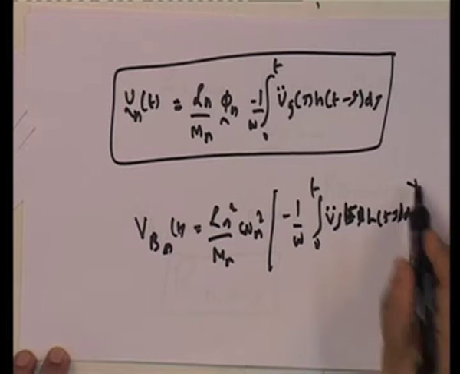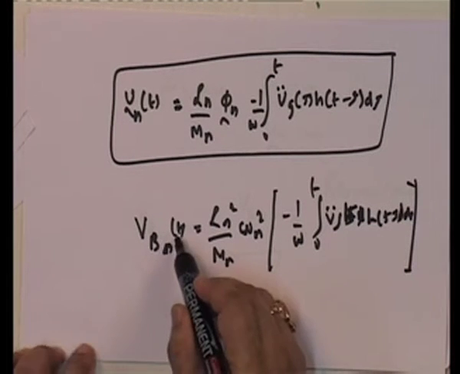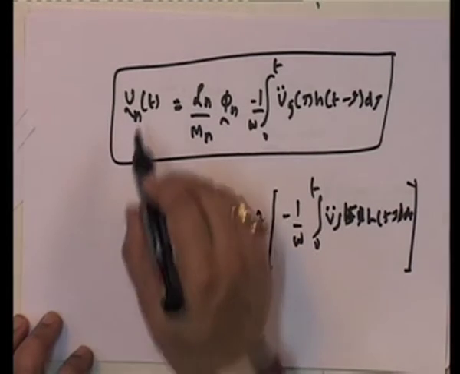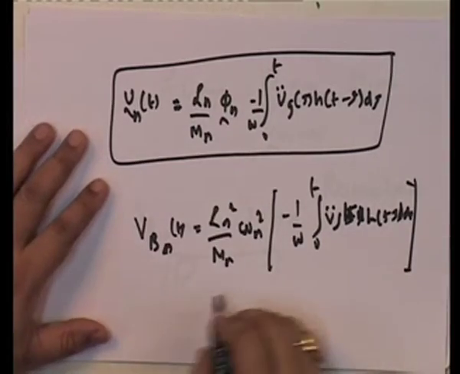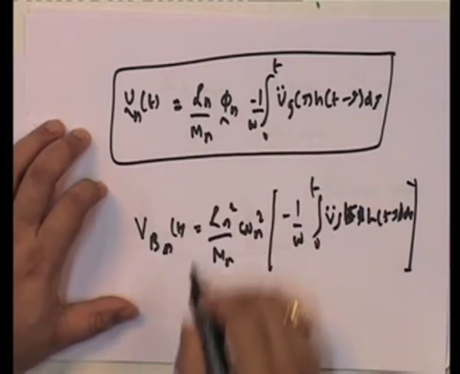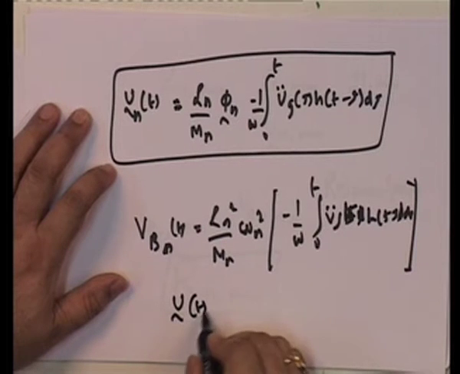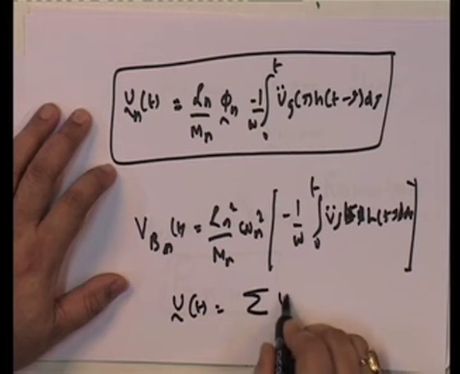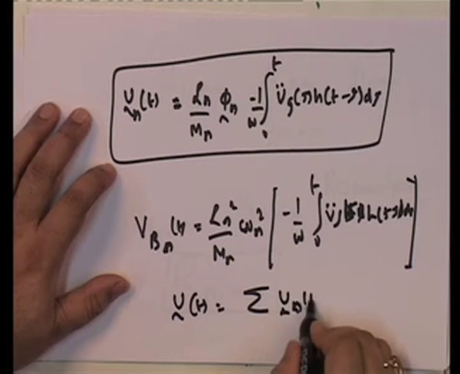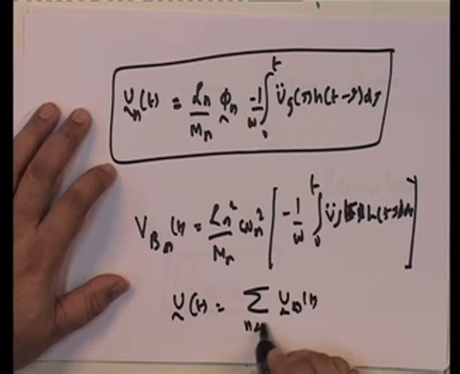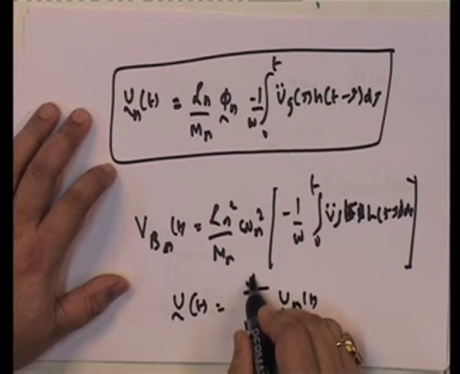Okay. So if you get the time histories, then there are no issues, because if you look at it, this is already phi n yn. So V of t becomes just the summation of Vn of t, with n going from 1 to n.